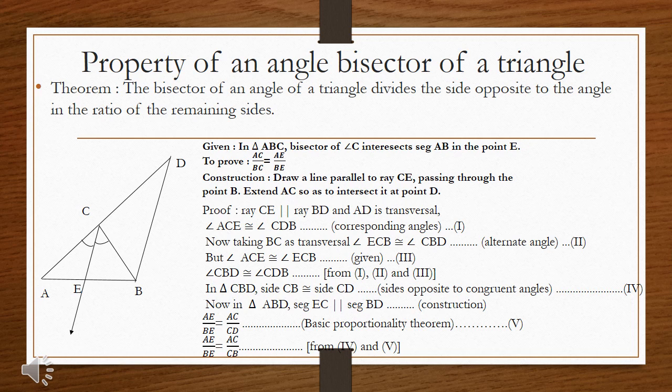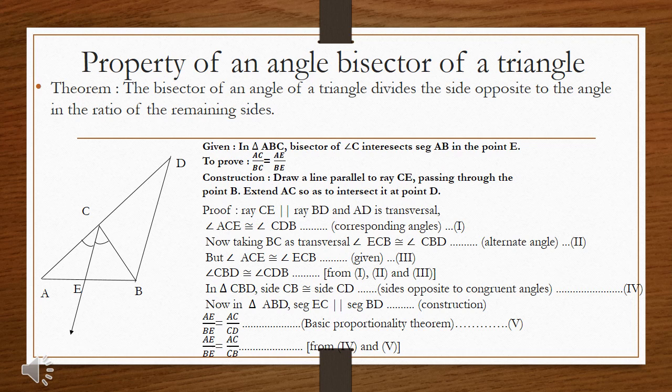The bisector of an angle of a triangle divides the side opposite to the angle in the ratio of the remaining sides. Okay, that means what is given? The bisector of an angle of a triangle is given. So first let us draw a triangle ABC and draw ray CE as an angle bisector of angle ACB. That means ray CE intersects the segment AB at point E. That is the given thing. Okay, so write all this in given.